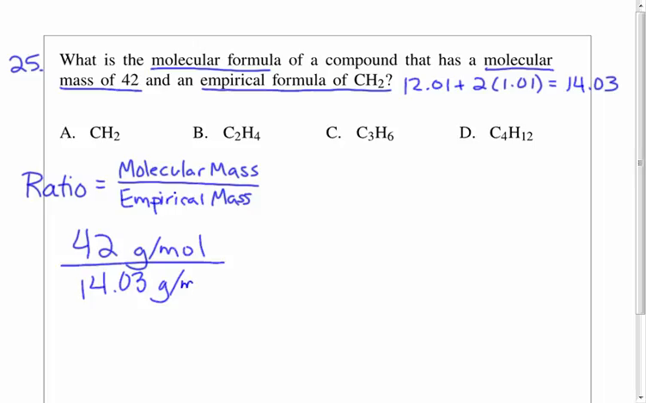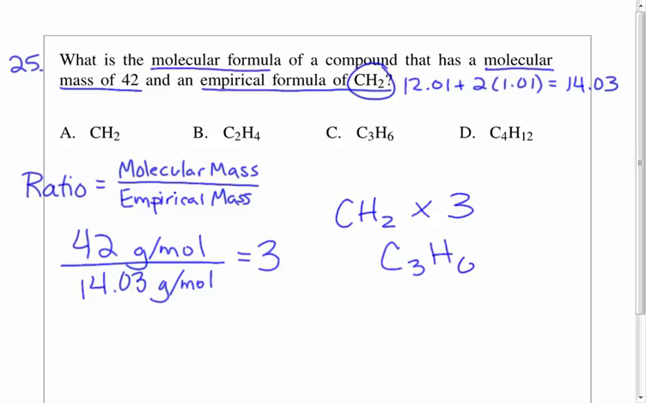You should always end up with a number that's very, very close to a whole number. If you end up with a number less than 1, then you probably divided in the wrong order. I would try flipping them around and dividing it the other way. But when we divide that, we end up very, very close to the number 3. So that means that you're going to take your empirical formula here and just multiply each one of those subscripts by 3. So you end up with 3 carbons and 6 hydrogens, and that's going to match choice C.